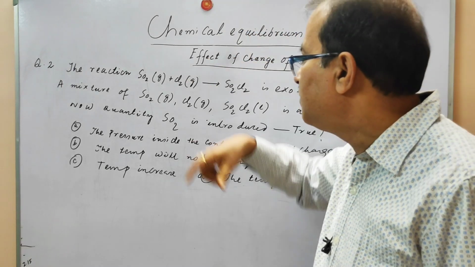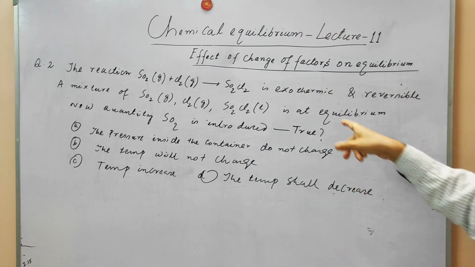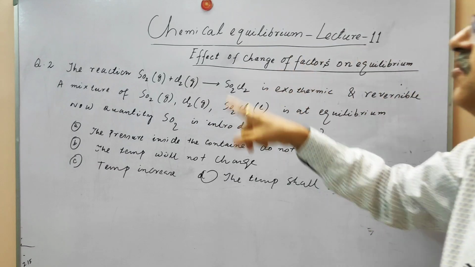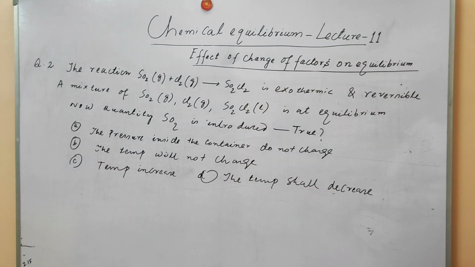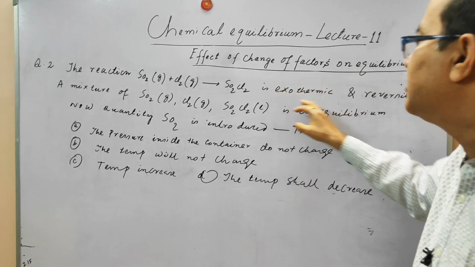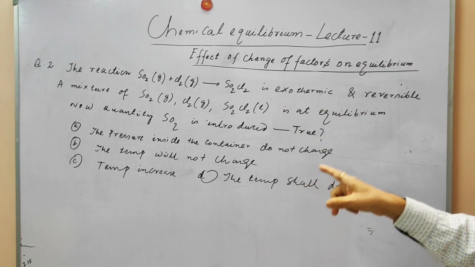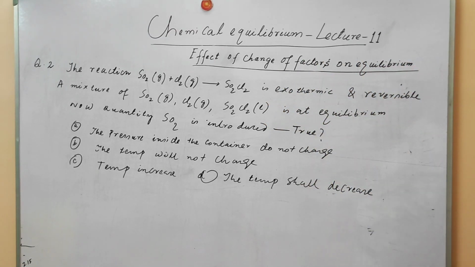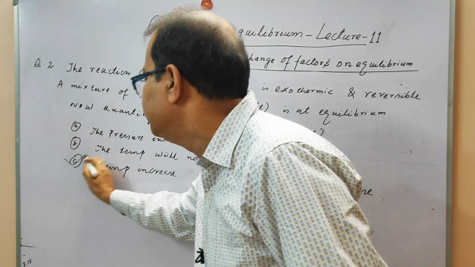When we put some Cl2 gas into this reaction which is at equilibrium, what is going to happen? The forward reaction will proceed, and as it is an exothermic reaction, there will be an increase in temperature.